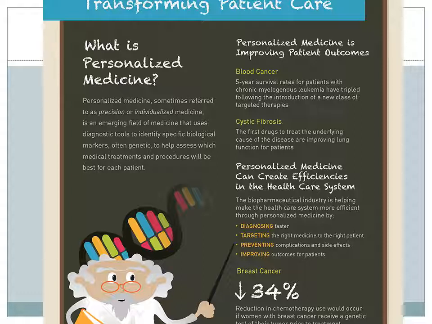So we look at personalized medicine, and we see that it's also referred to as individualized or precision medicine. It's an emerging field that uses diagnostic tools to identify specific biological markers, often genetic. And we can see how it has improved patient outcomes, for example, with cancer and with cystic fibrosis. Some of the things that we're able to do are to diagnose faster. We can target the right medicine and medication to the right patient. We can prevent complications and side effects, and we can improve our outcomes for patients.